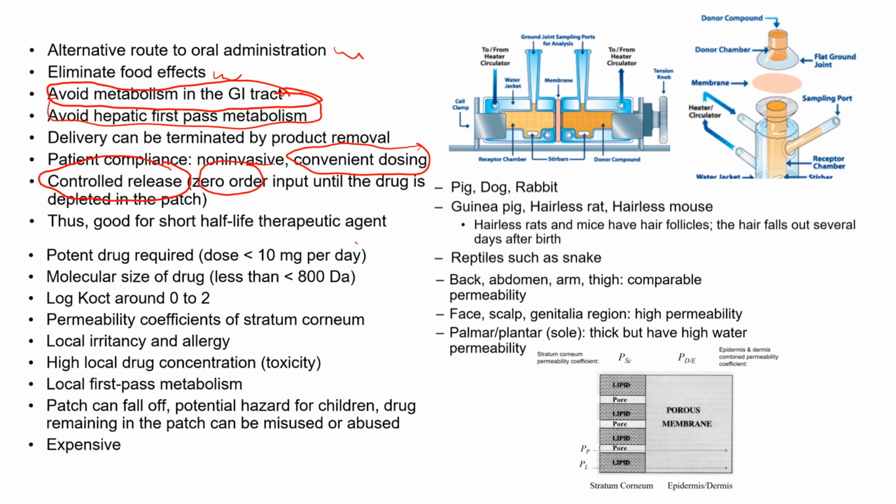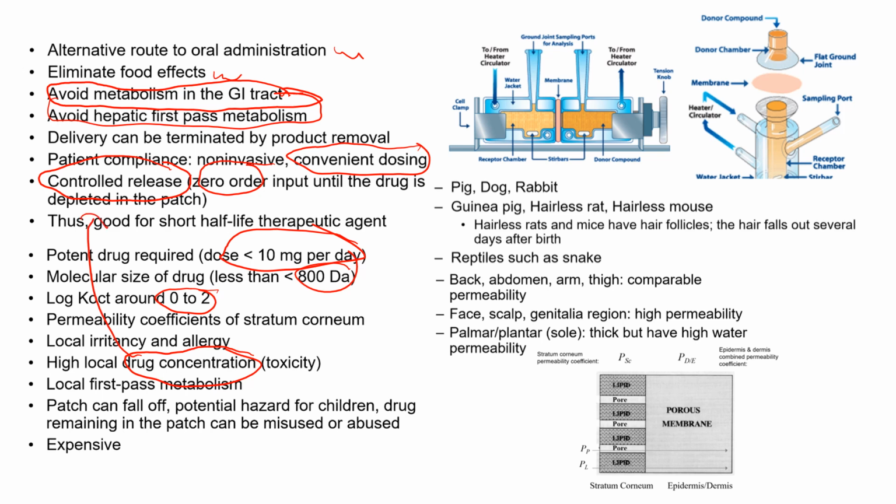Cons is it's hard to get a drug across the skin. This is really big. Like if it's more than 800 Daltons, it becomes a lot harder. If it's hydrophilic, meaning it would have a negative octanol coefficient, it would be really bad. High local drug concentrations sometimes, but not really, because like I said, we can kind of control that with this.